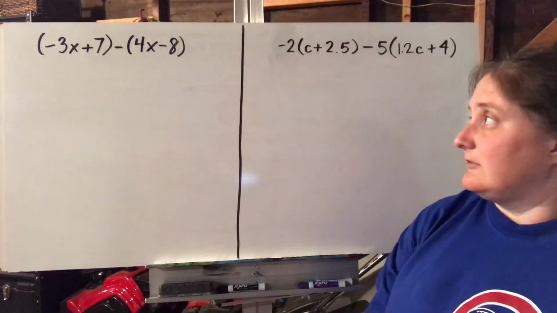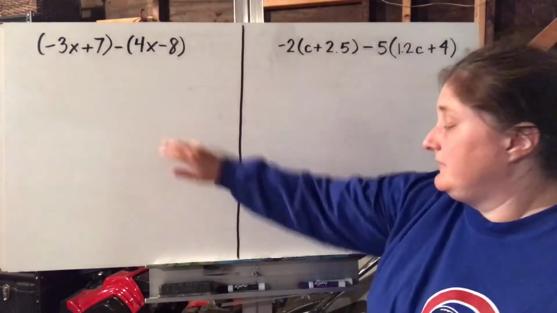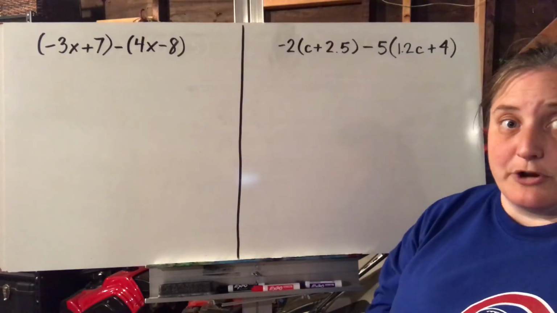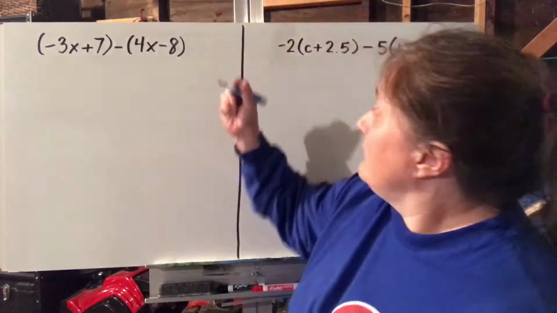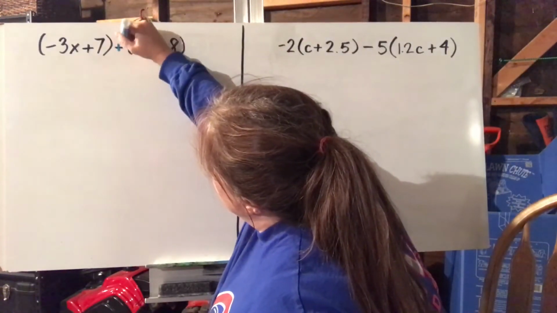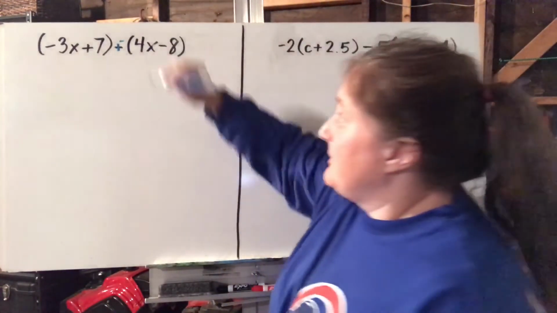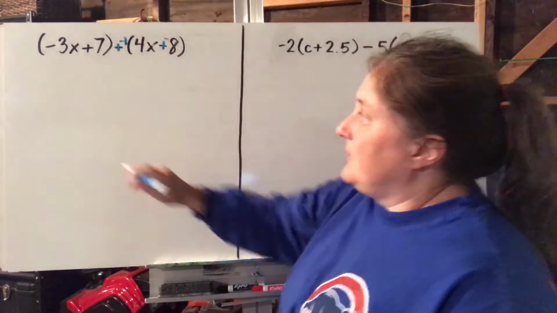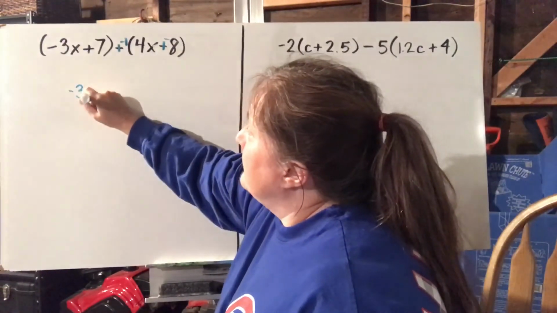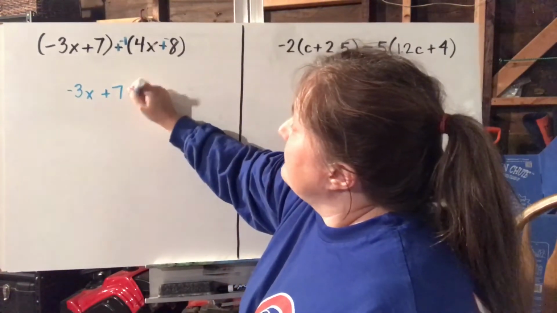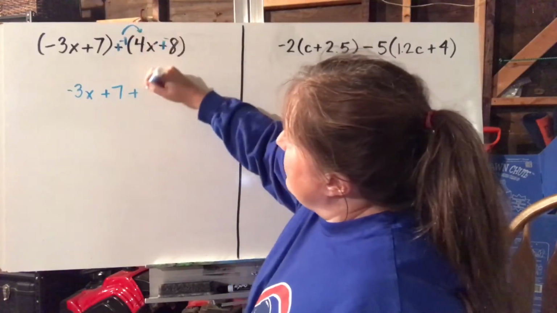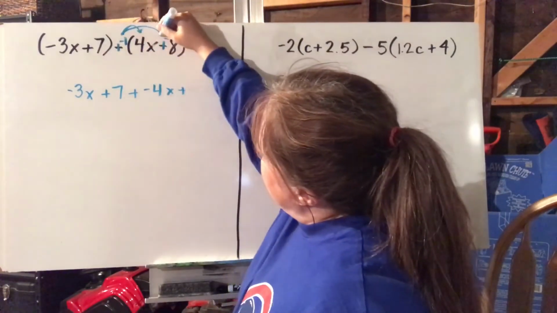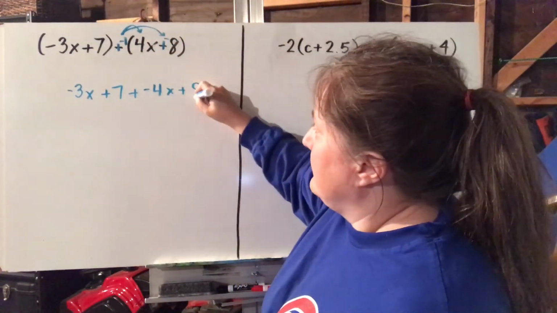All right, let's check these answers. The first thing I'm going to do with this expression is make sure that I'm changing everything that I can into addition before I do anything else. So I'm going to make this plus negative, because it looks like a weird negative just hanging out there. I'm going to make it negative 1. And I'm going to make this plus negative 8. So I've got negative 3x plus 7 plus, if I distribute my negative 1 here, negative 4x plus, and distributing my negative 1 again, negative 1 times negative 8 is 8.